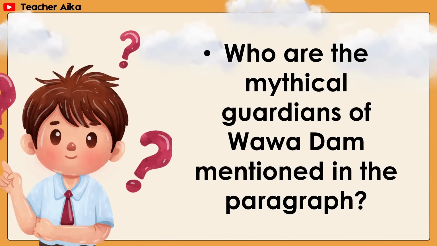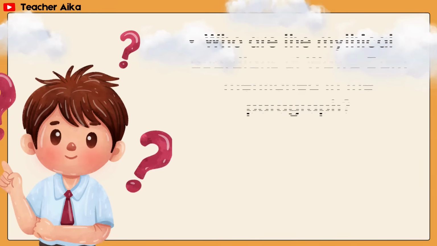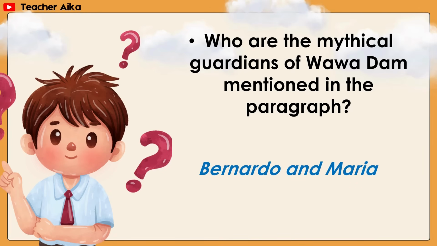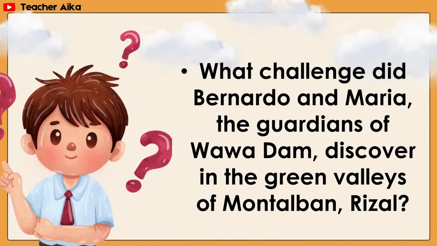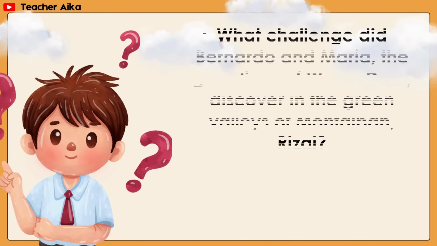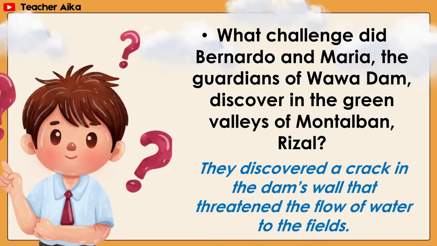Who are the mythical guardians of Wawa Dam mentioned in the paragraph? Answer: Bernardo and Maria. What challenge did Bernardo and Maria, the guardians of Wawa Dam, discover in the green valleys of Montalban, Rizal? Answer: They discovered a crack in the dam's wall that threatened the flow of water to the fields.